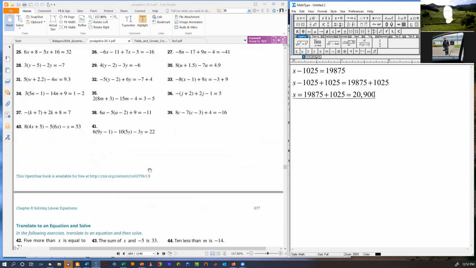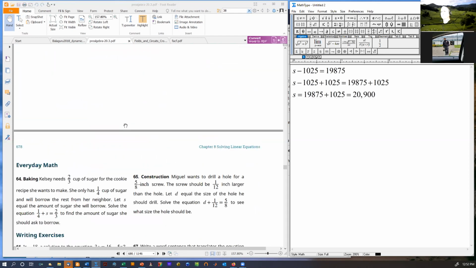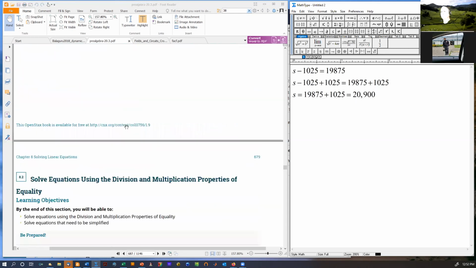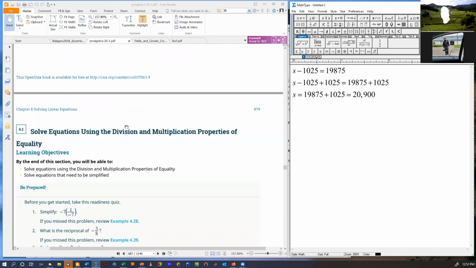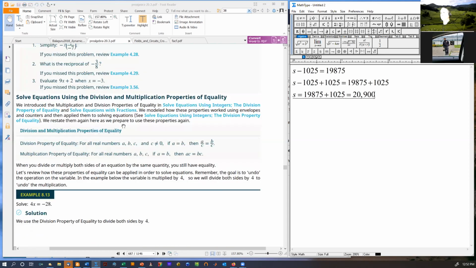Okay, so that's section 8.1. And those are relatively simple. Okay, so the division and multiplication properties of equality, right? Doing the same thing to both sides of the equation extends to division and multiplication.